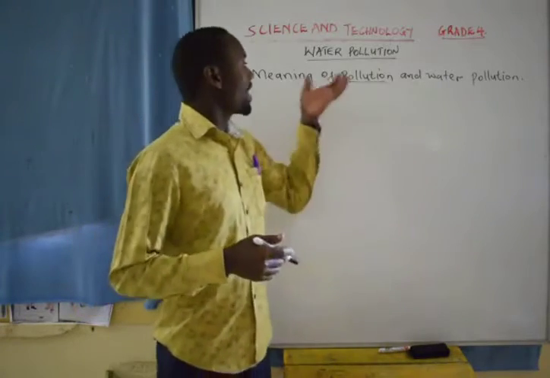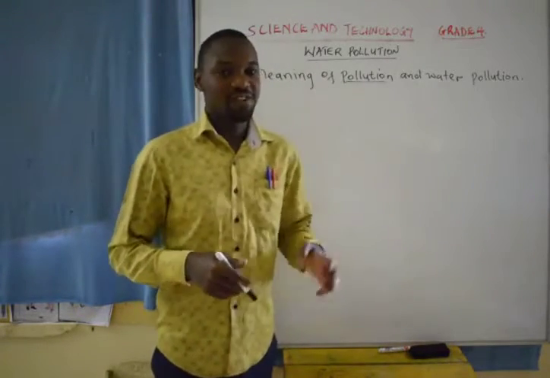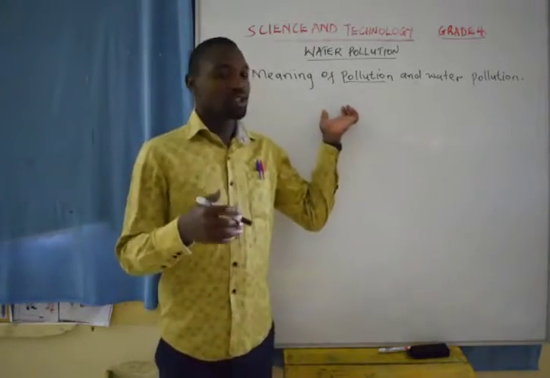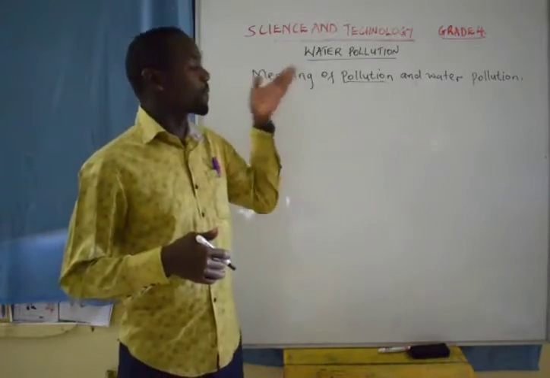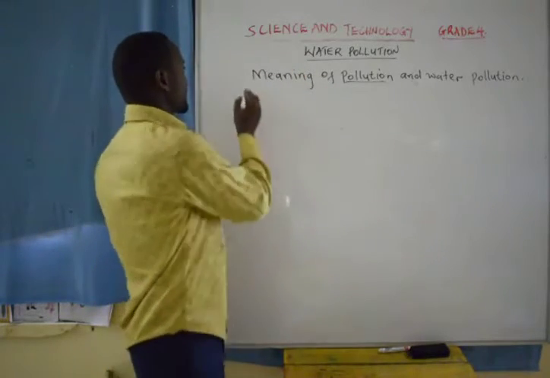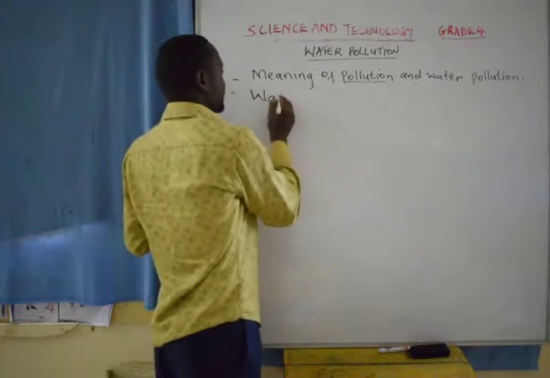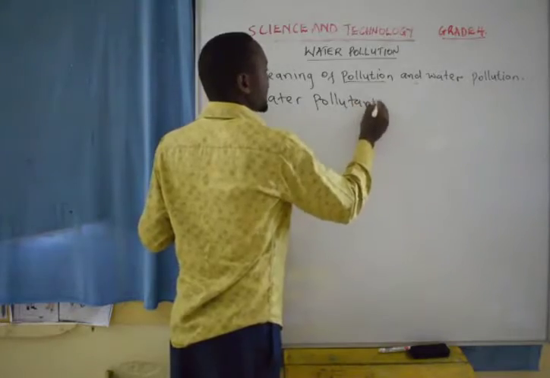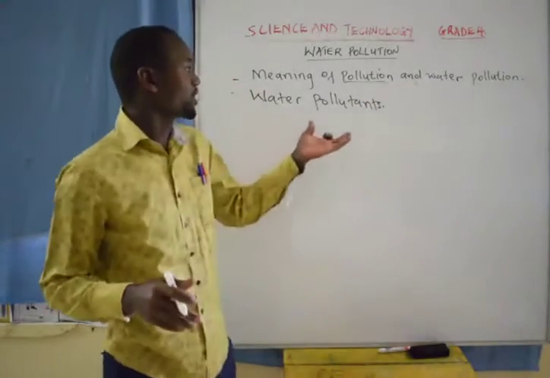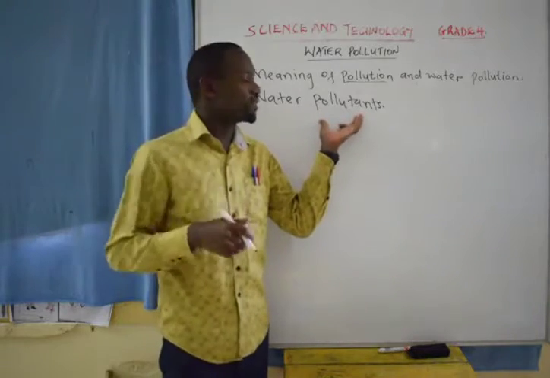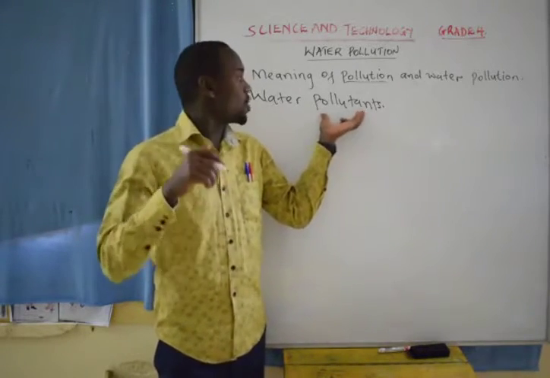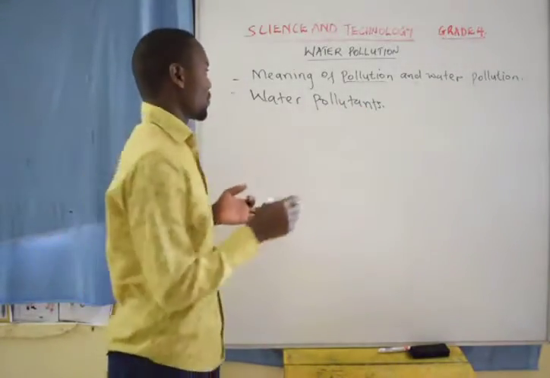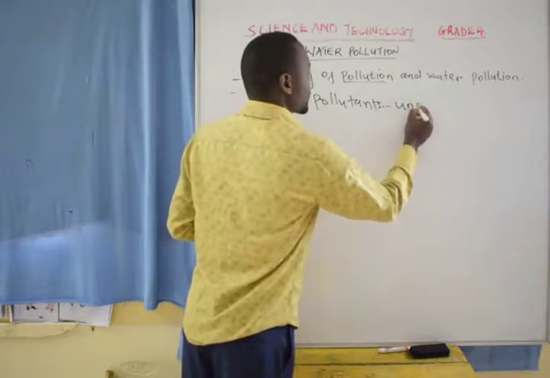The word pollute means to make unsafe or unfit for human use. So in this topic we are going to look at water pollution and examples of water pollutants. Just as we said in air pollution, a pollutant is something that pollutes the environment. Water pollutants are things that make water unsafe or unclean for human use.